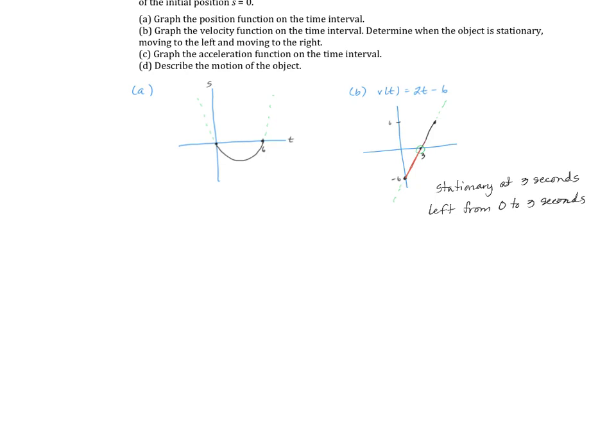Where the velocity is positive, that's where our object is moving to the right. So it's moving to the right from 3 to 6 seconds. That's not the same as the position function. When the position function is negative, it just means the object is to the left of the initial position. It doesn't say anything about the direction that it's moving in.